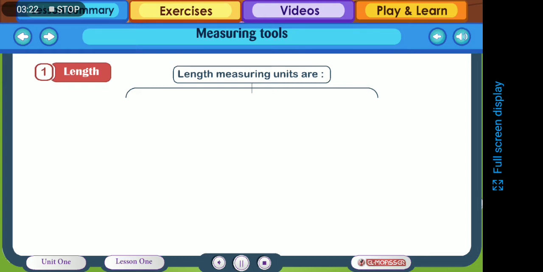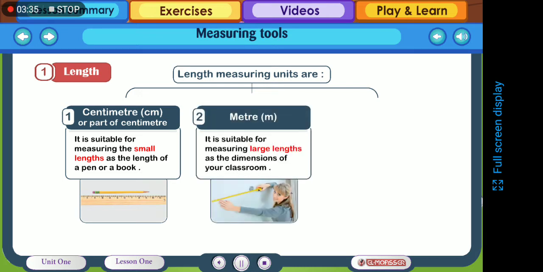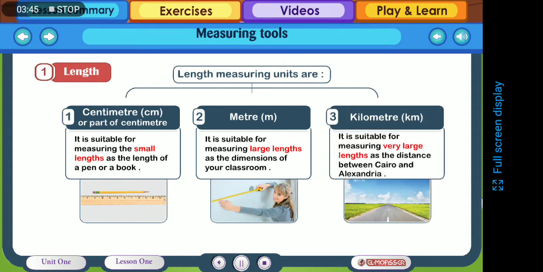Length measuring units are: centimeter, and its symbol is cm. It's suitable for measuring small lengths such as the length of a pen or book. Meter, it's suitable for measuring large lengths like the dimensions of your room. And number 3, kilometer, and its symbol is km, suitable for measuring very large lengths, like the distance between cities like Cairo and Alexandria.